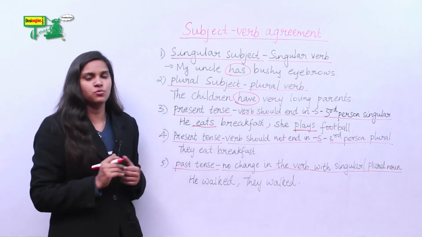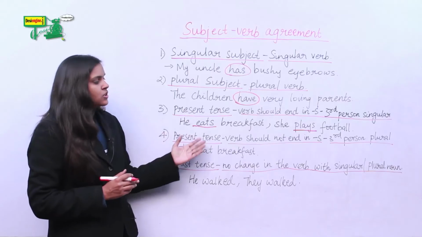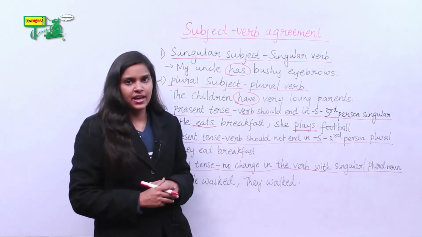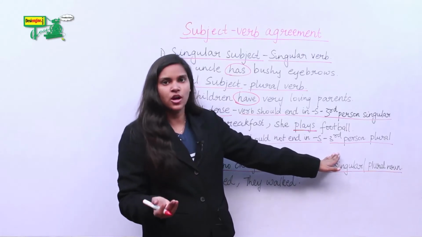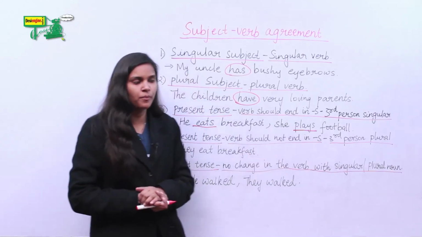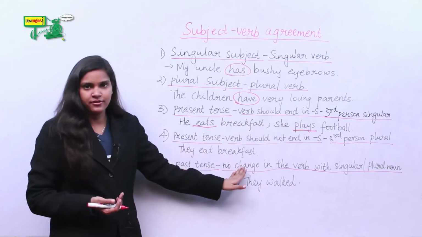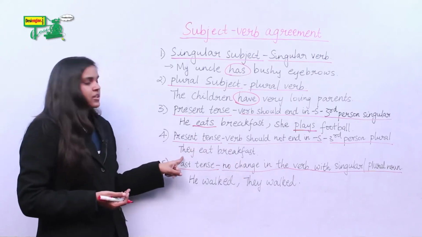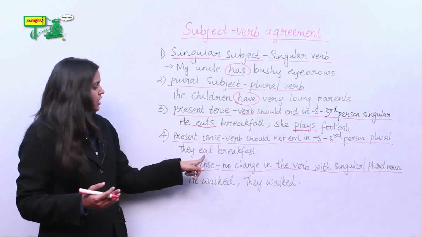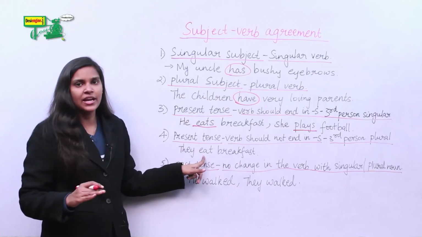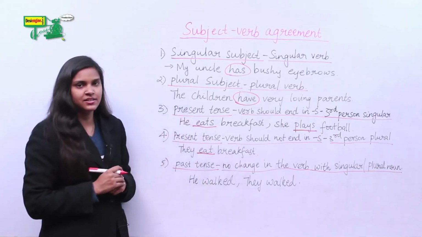Plays football. Next rule. In the present tense, the verb should not end in S if the subject or noun is in the third person plural form. For example, they eat breakfast. Here, our subject is in third person plural form. Therefore, the verb does not end with an S and our verb is eat.